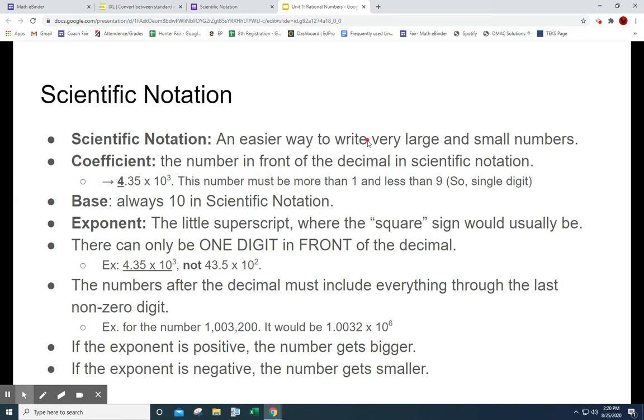Anyway, scientific notation is a way for us to write very large and very small numbers just a little more concisely. As far as vocabulary, you get the word coefficient. A coefficient would be like this 4 right here. Whatever's in the front is going to be the coefficient. It must be more than 1 and less than 9. So it has to be a single digit number.